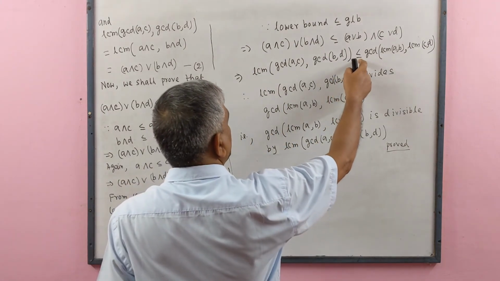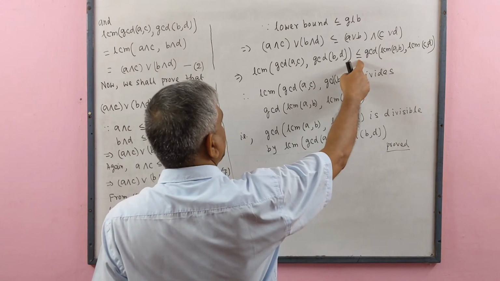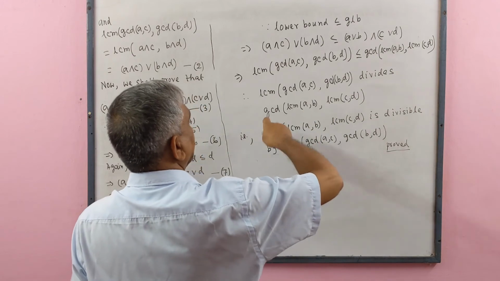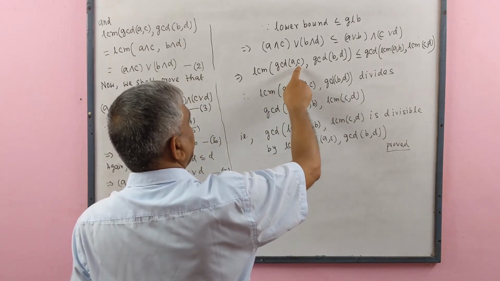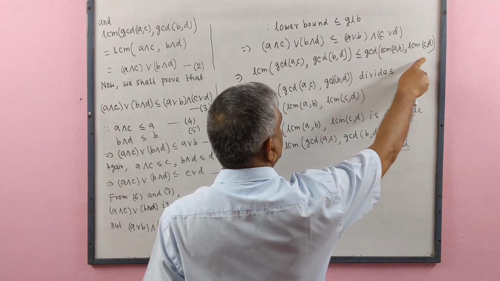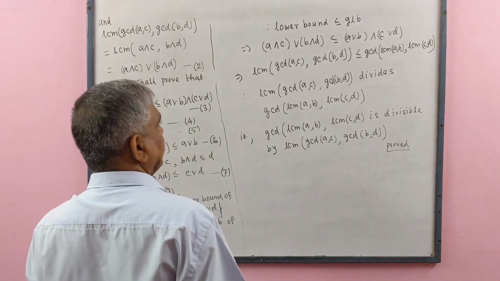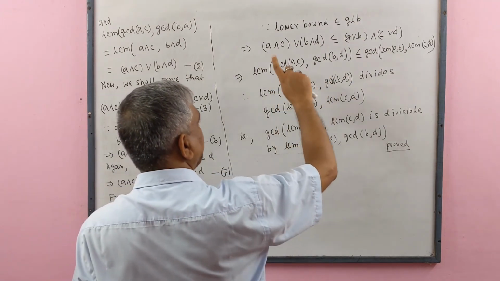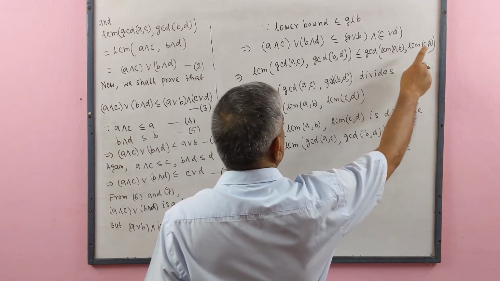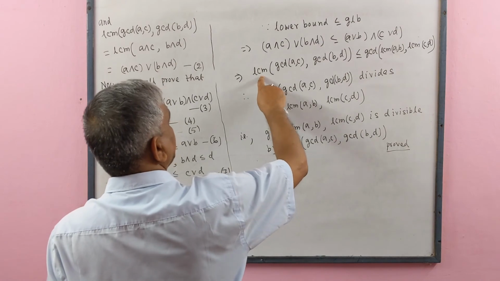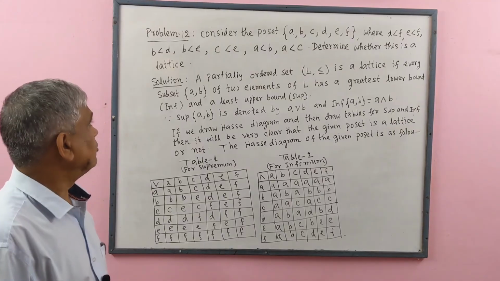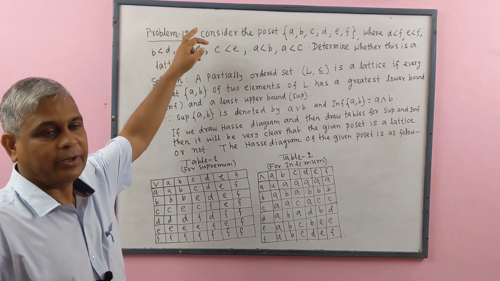This relation is a divides relation. So the left side divides the right side. Means LCM of GCD A C, GCD B D divides GCD of LCM A B, LCM C D. That means the right side is divisible by the left side. That means GCD of LCM A B, LCM C D is divisible by LCM of GCD A C and GCD B D. Proved.